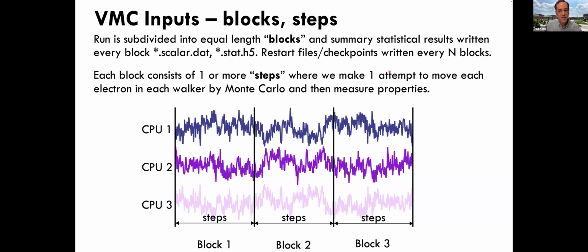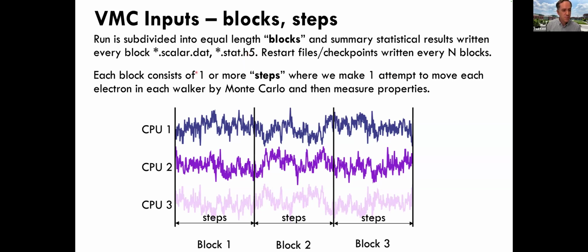So what's done is that the average statistical results are written out every block. And in the case of QMCPACK, there's a scalar.dat file that you've seen from the examples. And if you're measuring a heavier observable than the energy, such as charge density, for example, it goes in an HDF5 file. And also restart or checkpoint information is written with a period that's a multiple of the number of blocks. So this is a useful convenience.